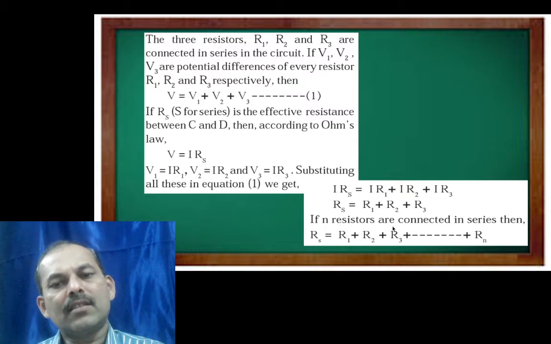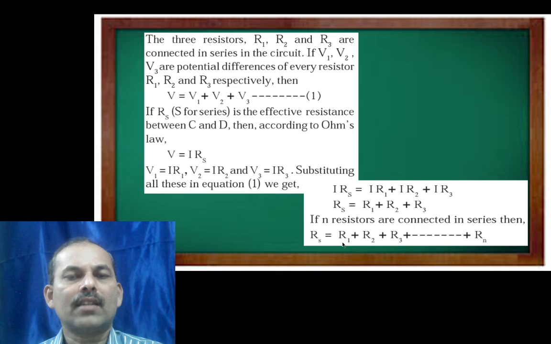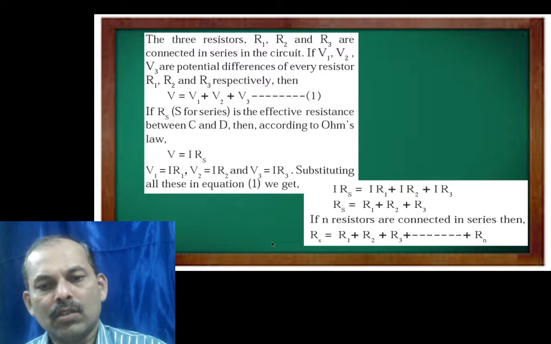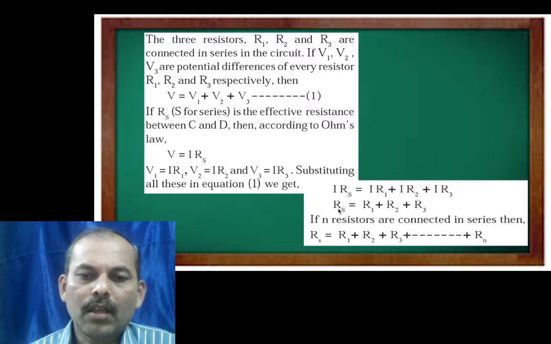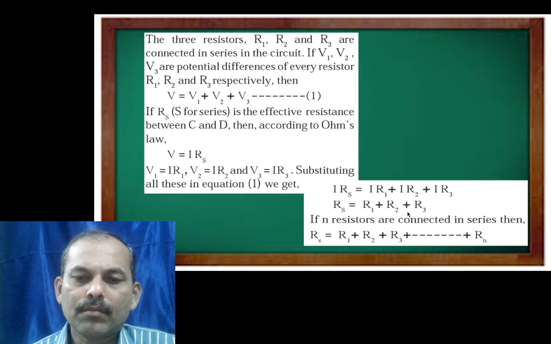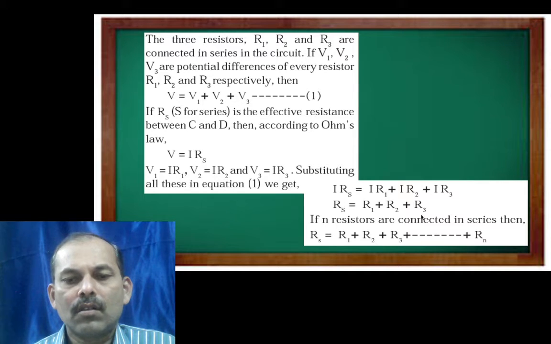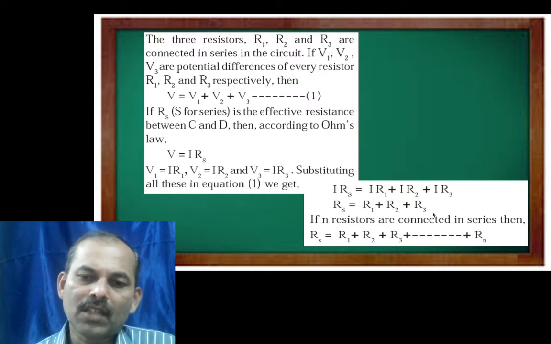If n resistors are connected in series, then we will get Rs equal to R1 plus R2 plus R3 plus dot dot dot plus Rn. So this is the equation of effective resistance in series, that is Rs equal to R1 plus R2 plus R3.